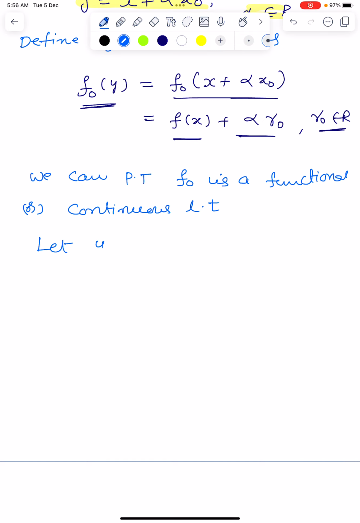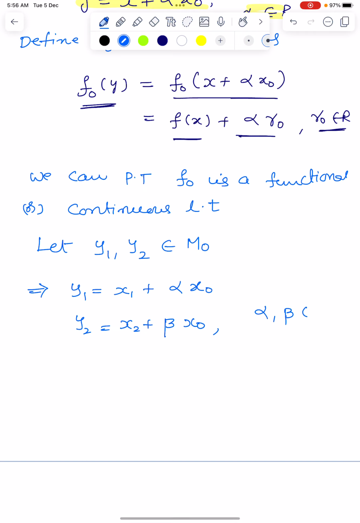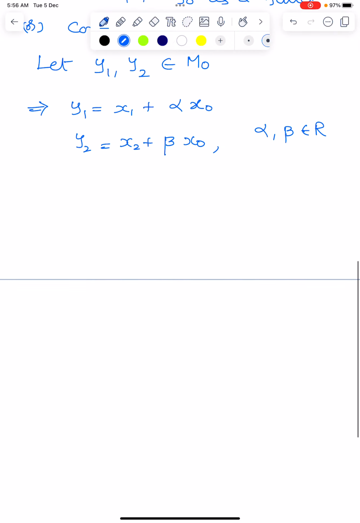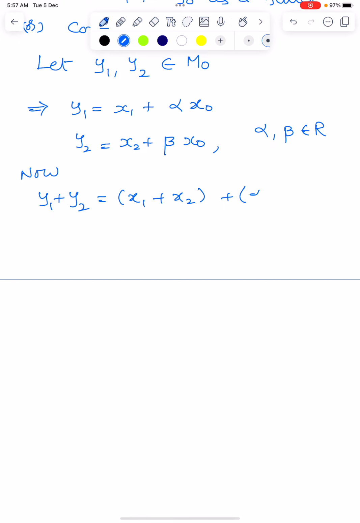For this, let us take two elements y1, y2 belonging to M naught. By the definition of M naught, y1 equals x1 plus alpha x naught and y2 equals x2 plus beta x naught, where alpha, beta are real numbers. Don't write alpha every time; you can use another symbol, beta. Now the sum of these two elements, y1 plus y2, equals x1 plus x2 plus alpha plus beta into x naught.